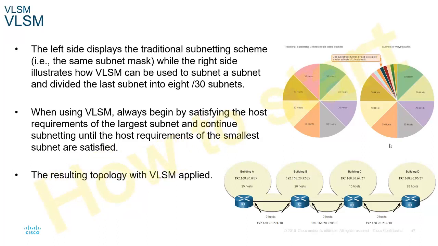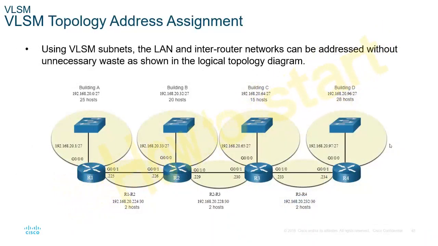We can also then tighten the different buildings so that we're not wasting addresses again. But in this example, we're looking at just the interconnections between the buildings. Here, again, using VLSM, we're going to subnet the LAN so that we have a little bit better structure. With 25 hosts, with 15 hosts, with 28 hosts, they all fall underneath our 30 usable host range.